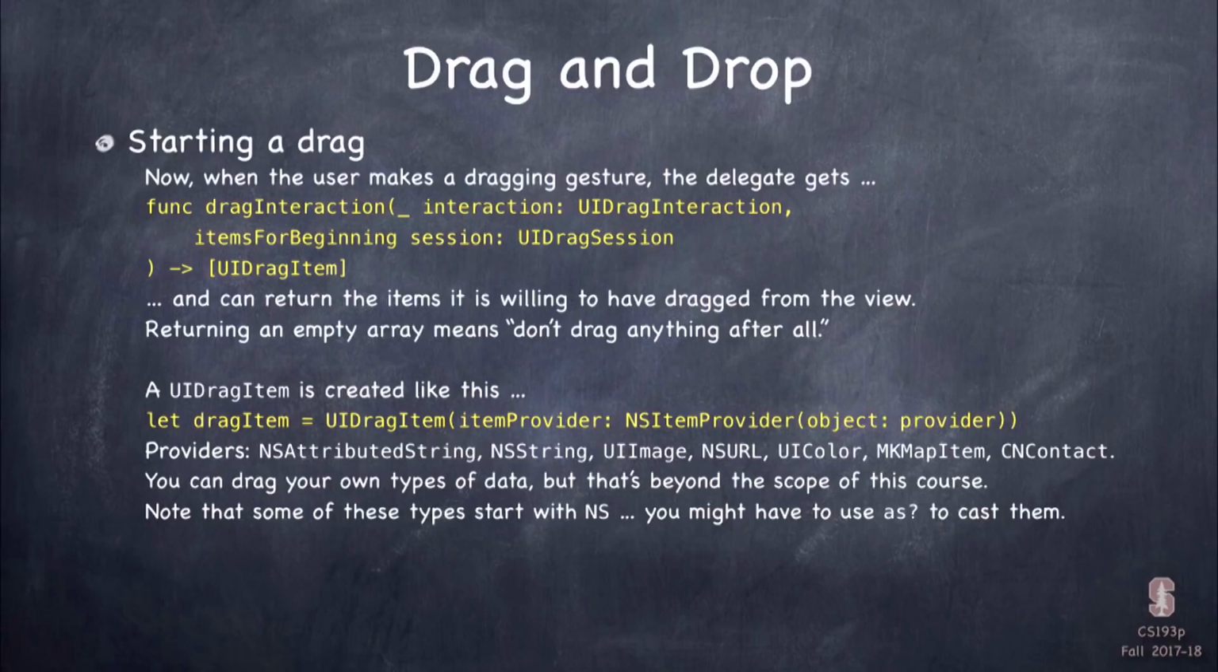Okay, so to create a drag item, you just create them with this NSItemProvider and provide the object that is going to provide the data. Now, of course, you could write your own item provider that provides your own kind of data, but most of the time you're just going to use these nice pre-made ones.